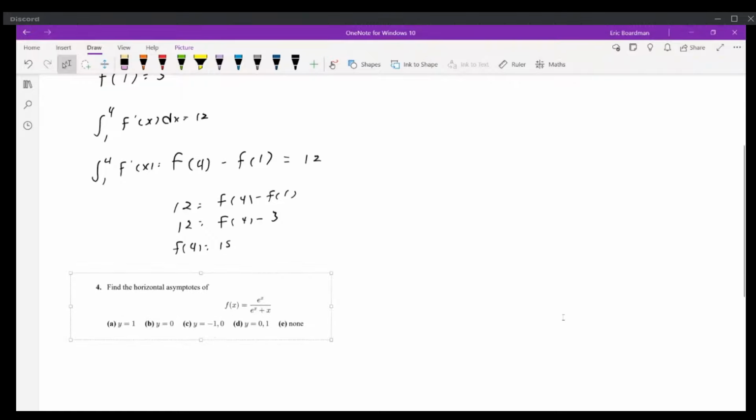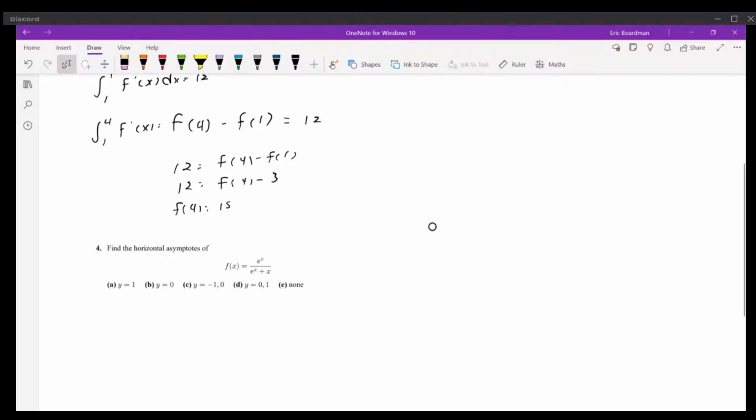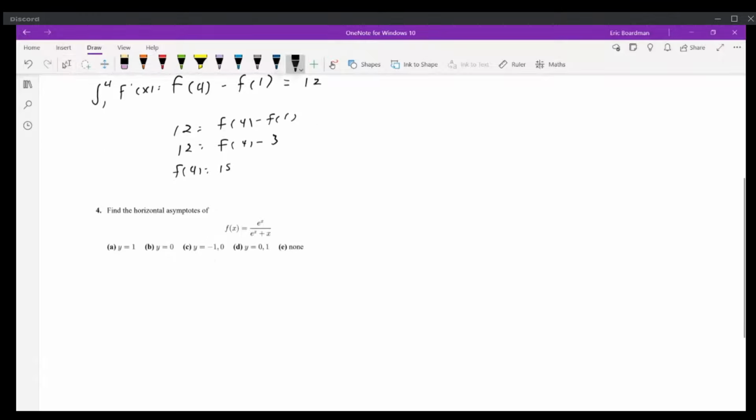Okay, so the horizontal asymptotes of a function are just whatever the function approaches as x approaches plus or minus infinity. So first, we'll take the limit as x approaches infinity of the function. So we want to take the limit as x goes to infinity of f of x, which is e to the x over e to the x plus x.